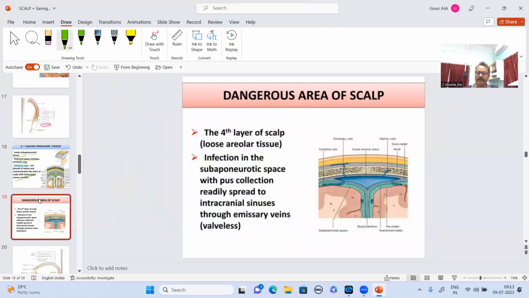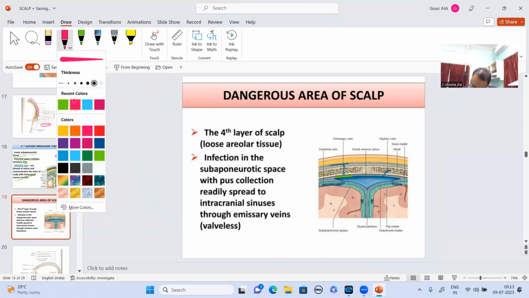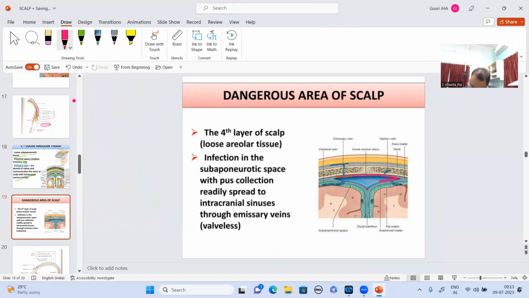So the fourth layer is known as the dangerous area. Why is it called the dangerous area? You could see over there, this is the fourth layer, and the fourth layer is having these emissary veins, and these emissary veins are valveless. They do not contain valves. Their job is to maintain the pressure between the outer world and the inner world.